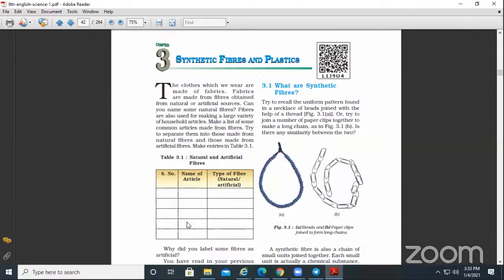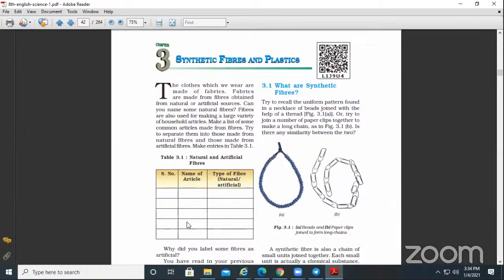Natural fiber we get from nature. For example, what clothes do we wear now, in the winter season? Almost all of us, to keep ourselves safe and cover our body, use woolen cloth. Just think, where do we get woolen cloth from? Woolen cloth is a natural fiber.